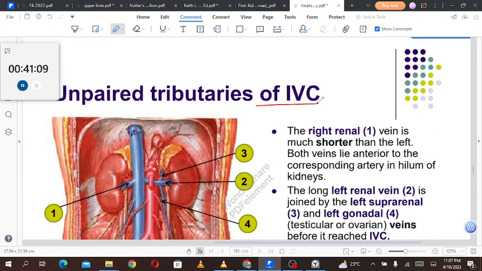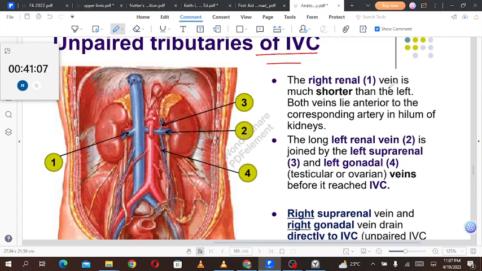Unpaired tributaries of the inferior vena cava. The right renal vein is much shorter than the left. Both veins lie anterior to the corresponding artery in the hilum of the kidney. So in the hilum we find the vein anterior to the artery. The right renal artery is shorter than the left one. The long left renal vein is joined by the left suprarenal and the left gonadal vein.